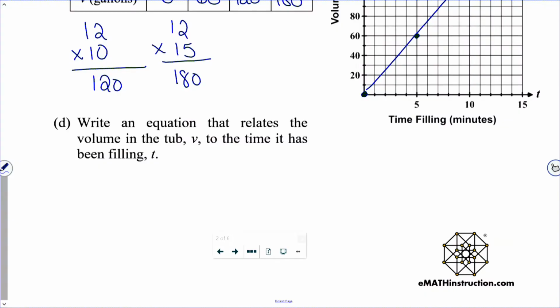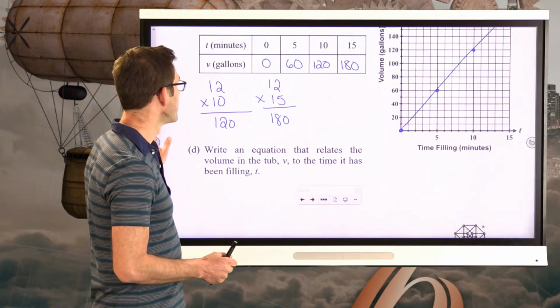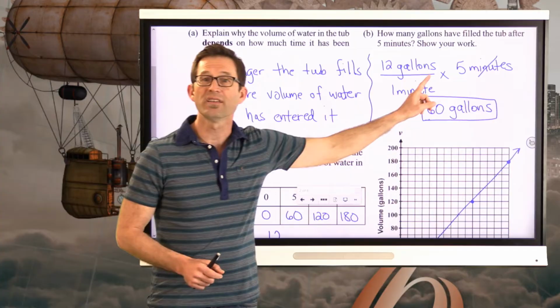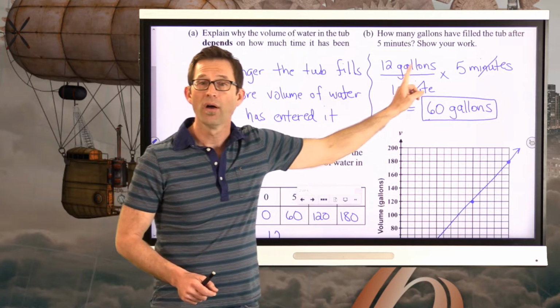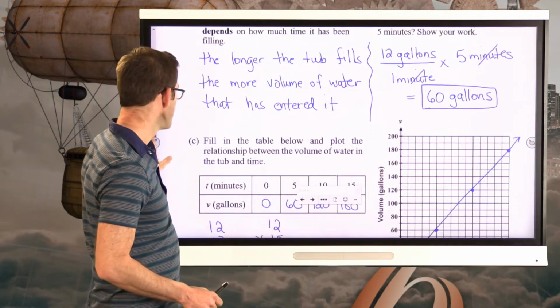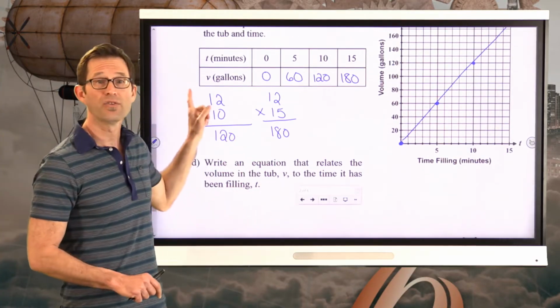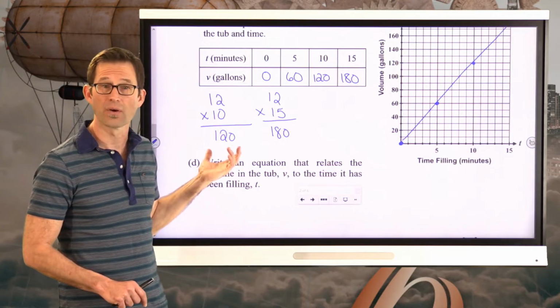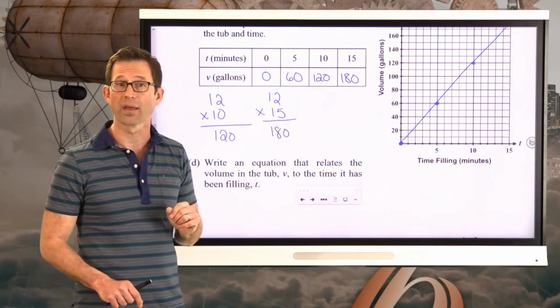Letter D. Write an equation that relates the volume in the tub, V, to the time it has been filling, T. Now look, back in letter B, when my T was 5 minutes, I figured out how much had gone in by doing 12 times my time to give me 60 gallons. Likewise, when I had 10 minutes, when that was the value of T, then I did 12 times 10 to get how much had gone in. At 15 minutes, I did 12 times 15 to figure out the volume that I got in.